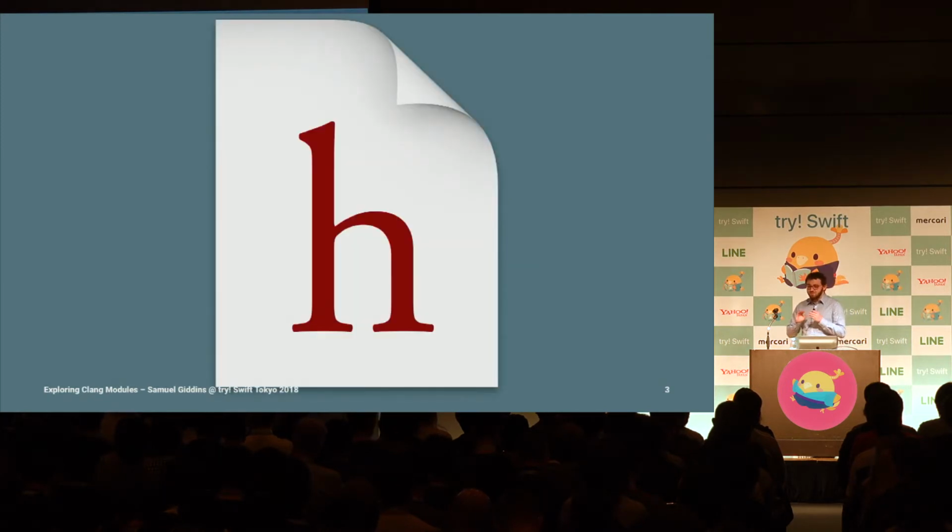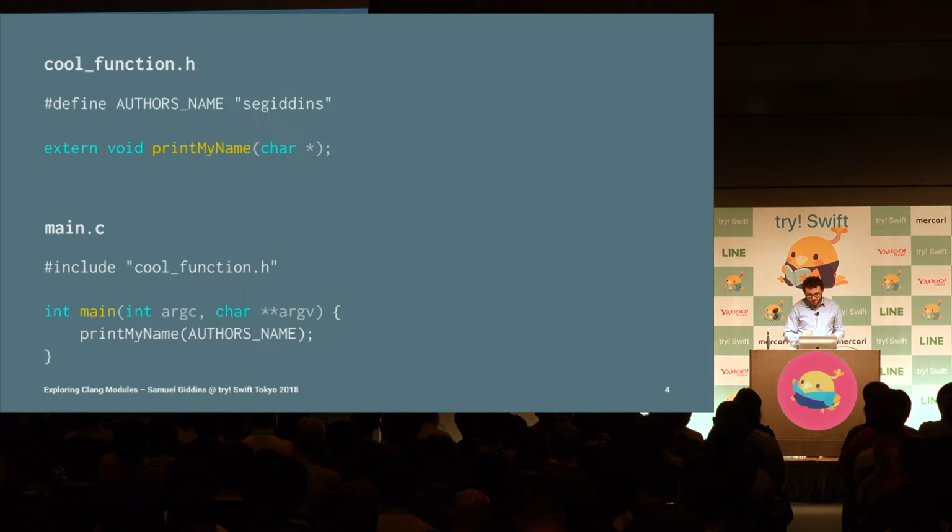So before modules, we had, and still have, header files in C. And in its related languages, headers are used to share interfaces between multiple different source files. So you declare functions, classes, and such in a header, and any implementation file that imported that header would be able to see the declaration.